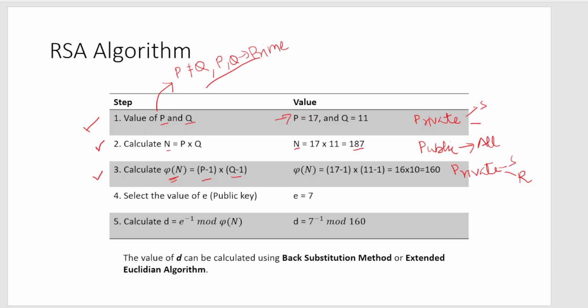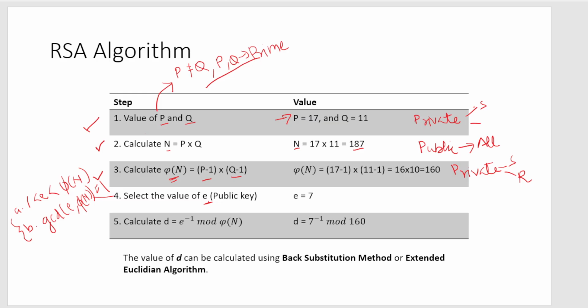Finally, we will select a value of E, and the value of E has conditions. Condition A: the value of E lies between 1 and phi n. Condition B: the GCD of E comma phi n should be 1. Okay, these are the two conditions that should be fulfilled before we select a value of E, that is the public key.